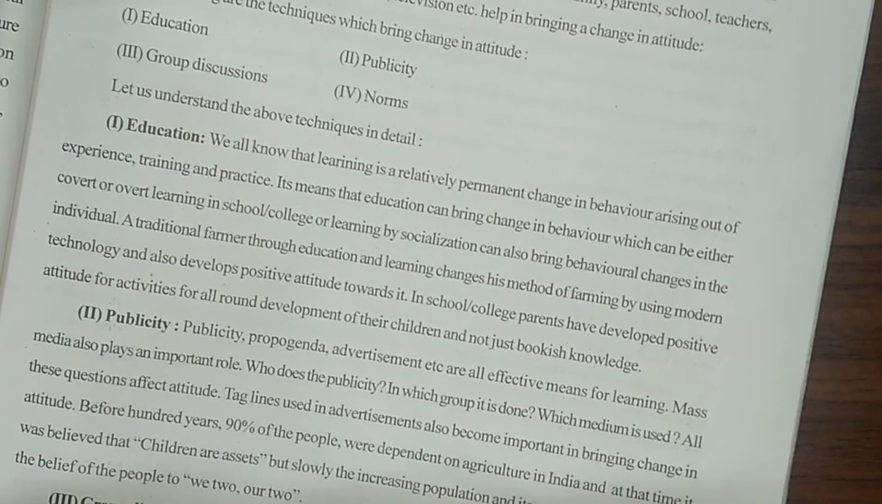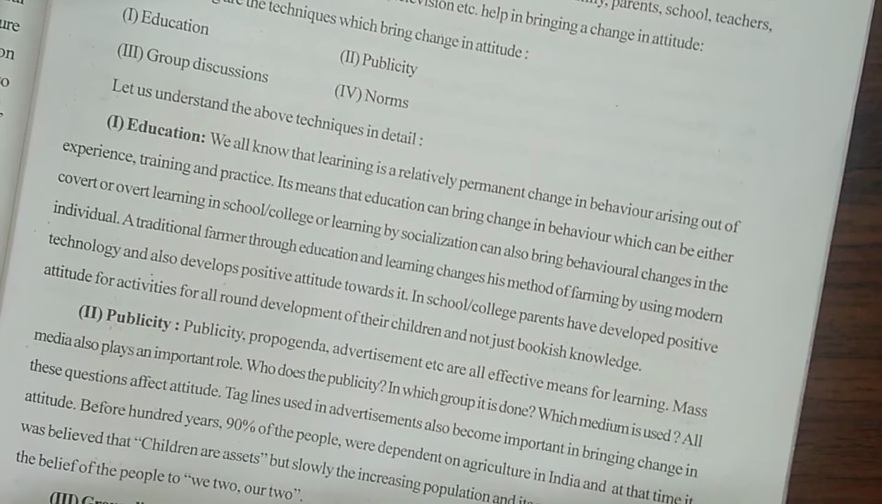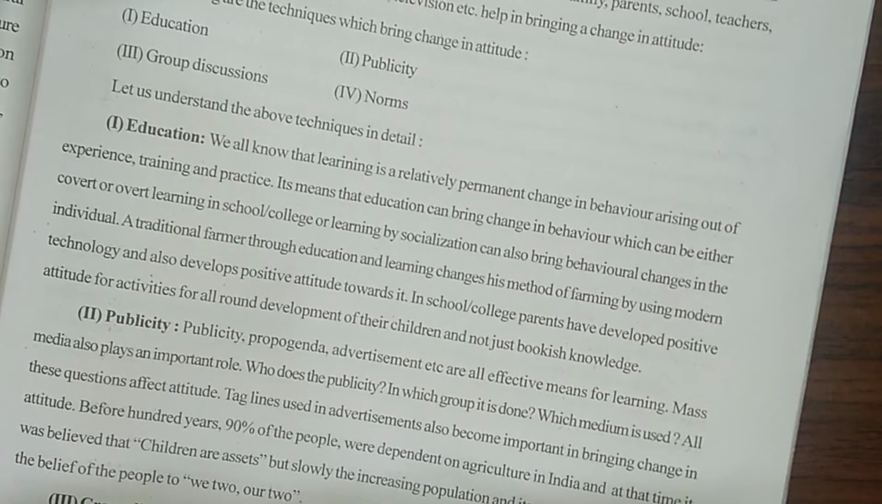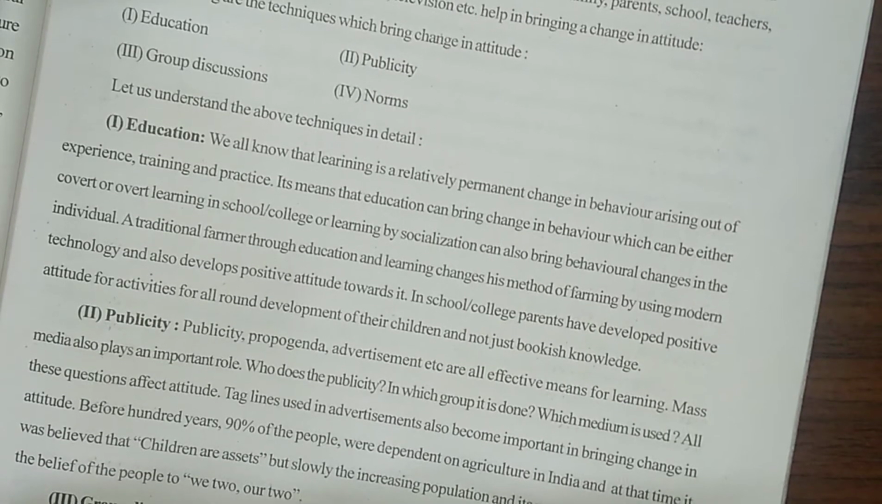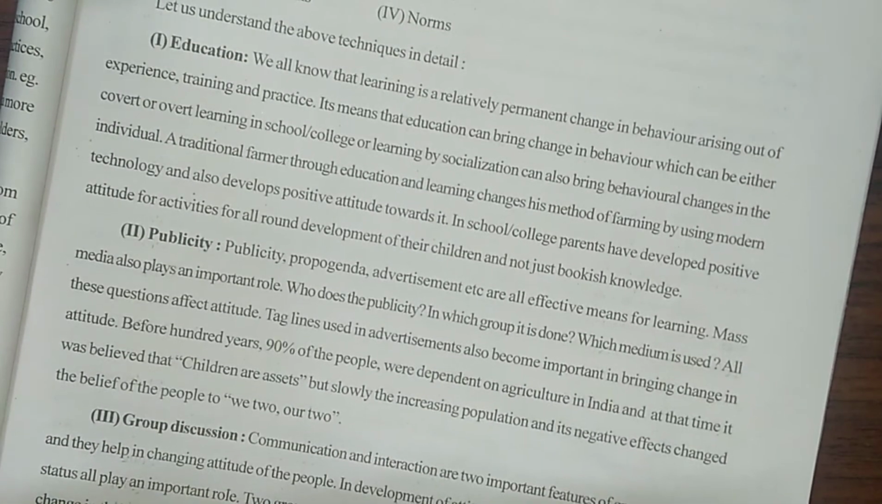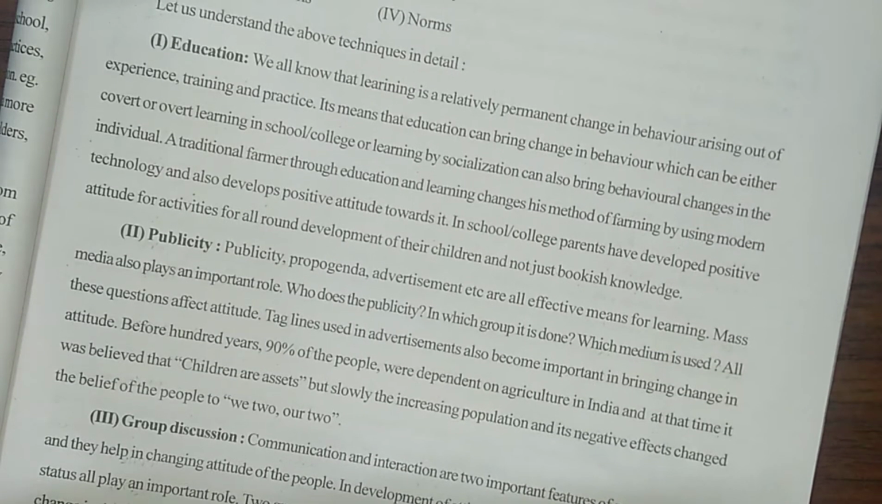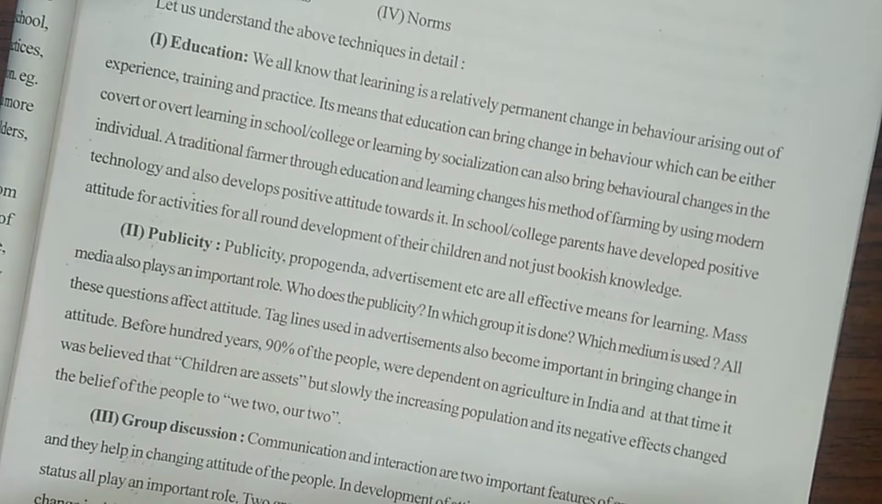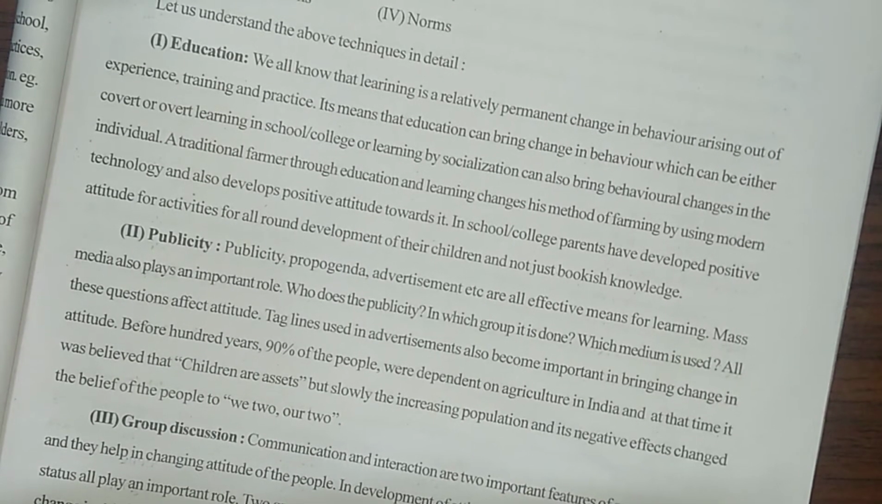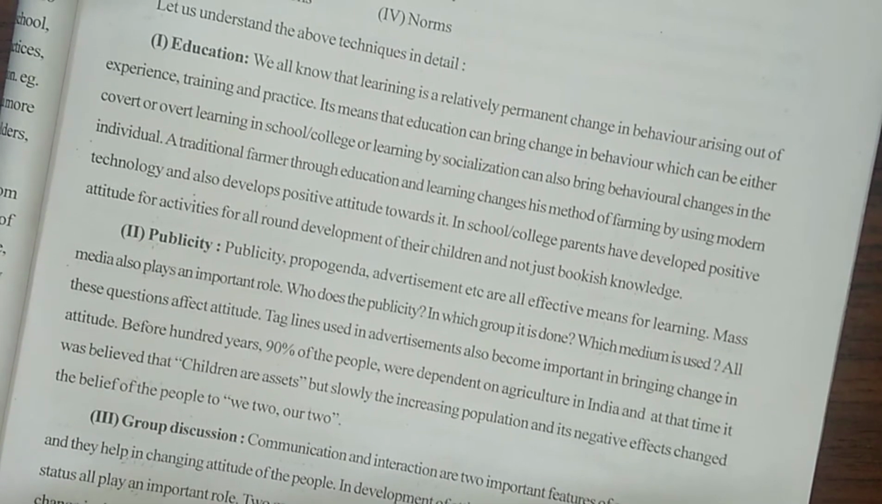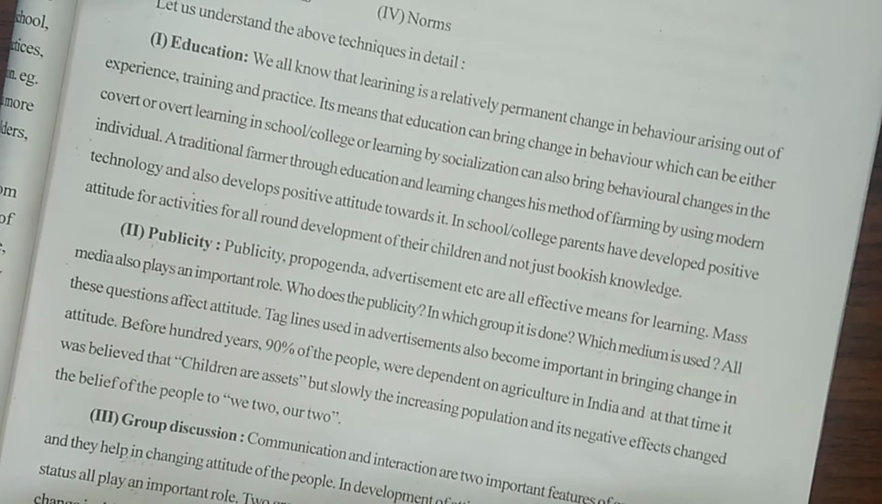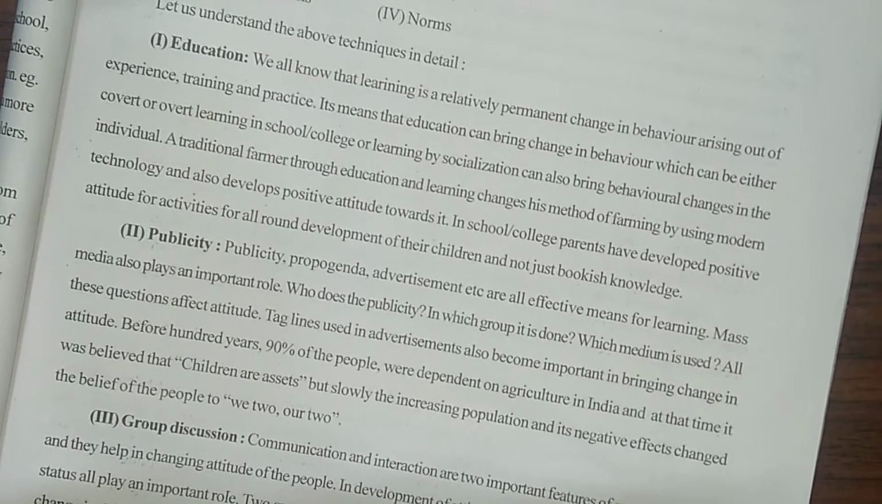In school and college, parents have developed a positive attitude for activities for the all-round development of their children and not just bookish knowledge. Publicity. Publicity, propaganda, advertisement, etc. are all effective measures and means for learning. Mass media also plays an important role. Who does the publicity? In which group is it done? Which medium is used? All these questions affect attitude. The tagline used in an advertisement also becomes important in bringing a change in attitude.